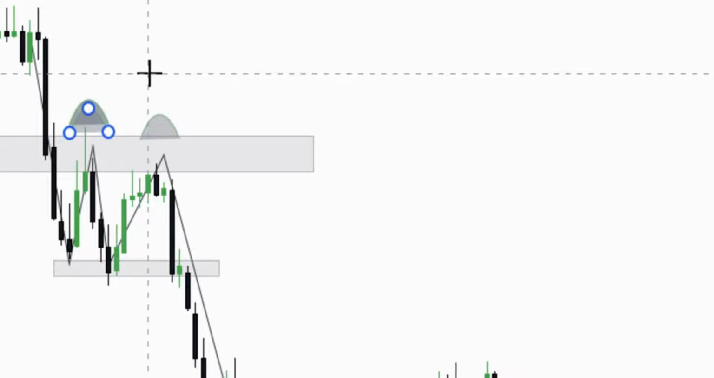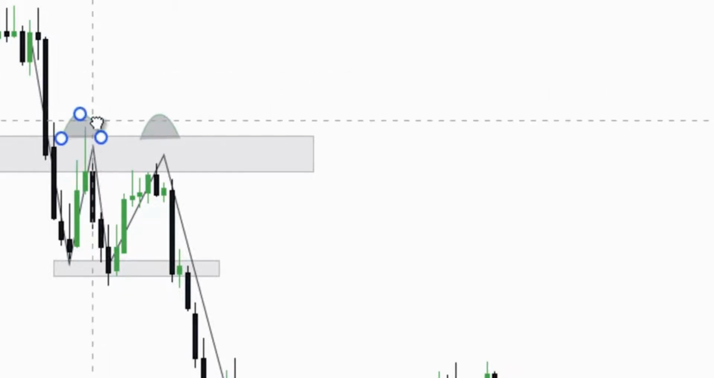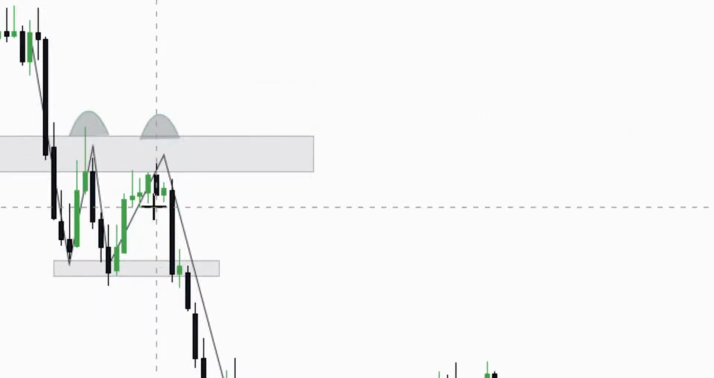Can you see that? I have a double top here. Like I said, you must learn to look at the chart in the context of a lot of things. There was a support and resistance play here, there was a double bottom play here, and there is also a double top here now.